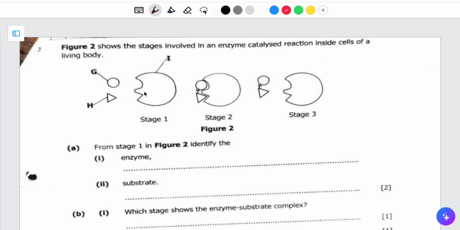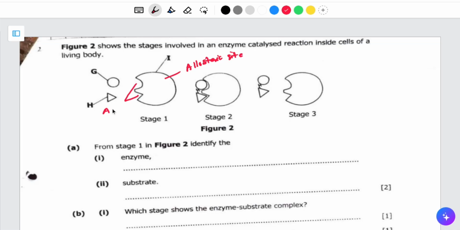An enzyme is made up of 2 parts. We have this part here, which is called the allosteric site. This allosteric site is just the other part of an enzyme. And these 2 parts here are called the active site. So the active site is the place where the substrate binds. We have these 2, G and H, and they are called substrates.